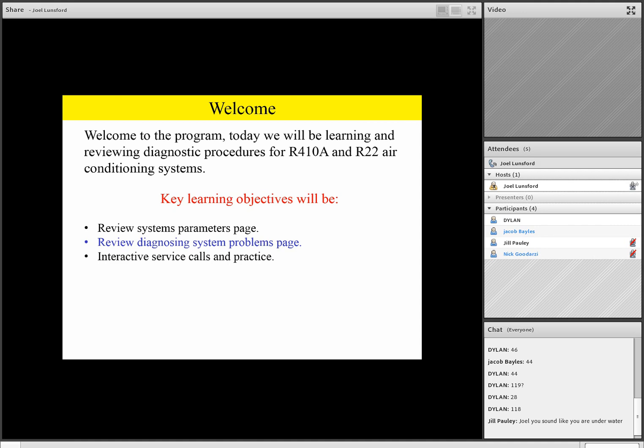Now, in this particular module, we're going to be reviewing a parameters page, and I'm going to ask you to make some notes on your handouts. We're going to review a diagnosing system problems page, again making some notes on your handouts so you have them for future reference. And then we're going to actually do some interactive service calls in practice. This is really the fun part of the program, because now you get a chance to tie it all together, those things that we've talked about concerning pressures and temperatures and superheat and subcooling and all the stuff that we've talked about. So let's go ahead and take a look at some of our parameters.